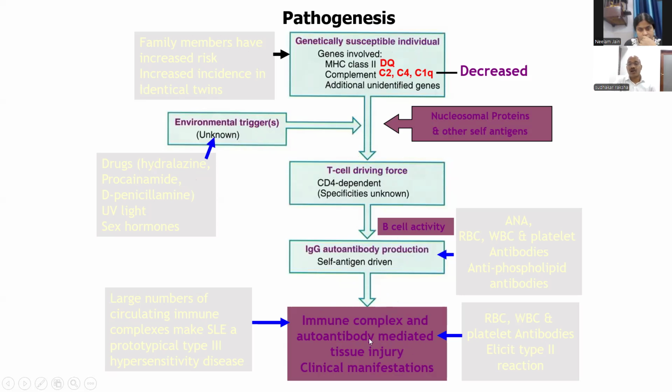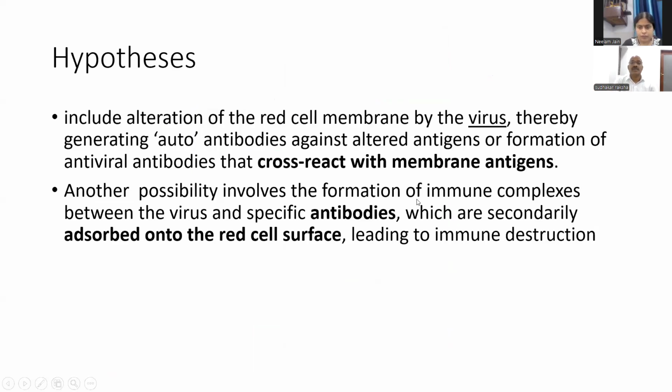So these autoantibodies are directed against the RBC or WBC or any organ in the body, leading to autoimmune disorder. So this is the basic mechanism in any autoimmune disorder. In a genetically predisposed individual, because of an environmental trigger, the T cells will drive the B cells to produce antibodies against the own antigens. That's the basic mechanism.